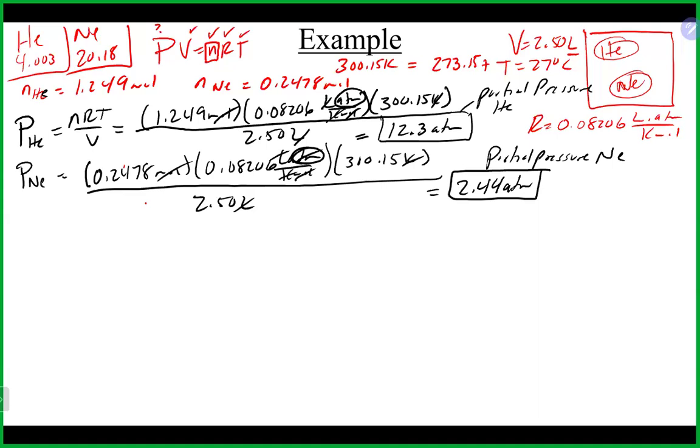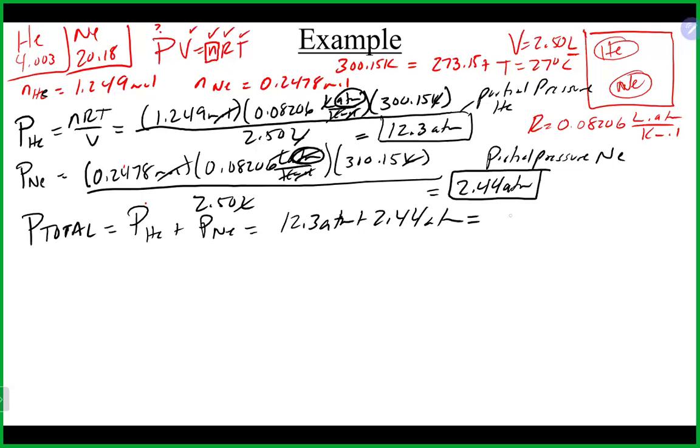So now we have the partial pressures of both gases in my mixture. To find my total pressure in this case, I am simply going to add them together. So the pressure of helium plus the partial pressure of neon, which in this case is 12.3 atmospheres plus 2.44 atmospheres, is going to get us something like 14.7 atmospheres as our total pressure. Obviously, if we had three gases, we would just keep continuing the same process and add them together.